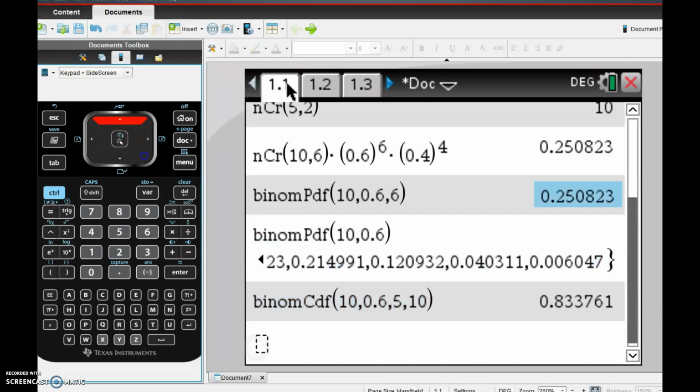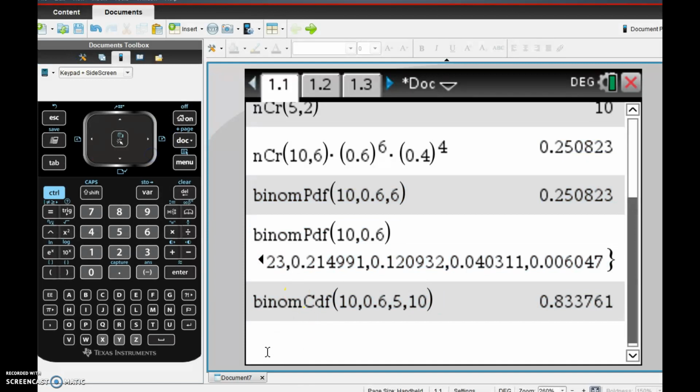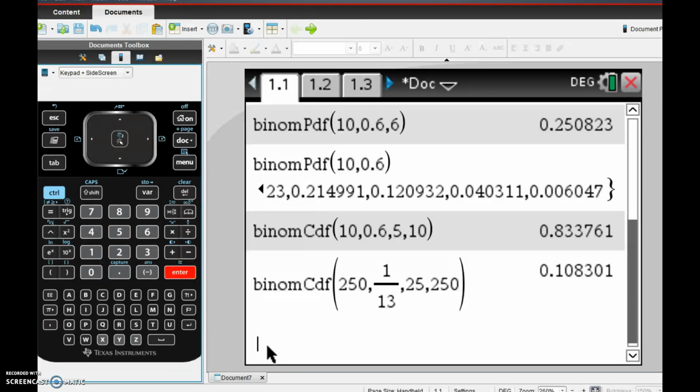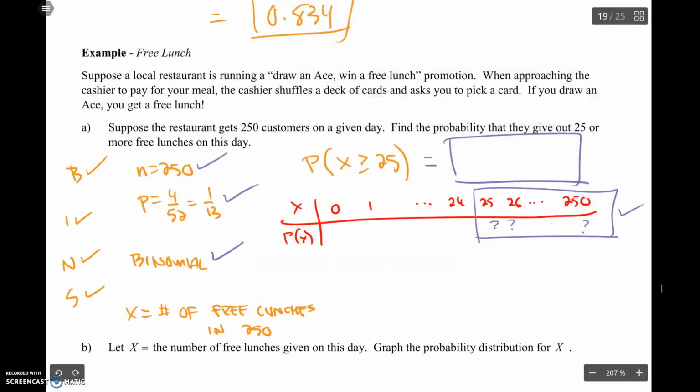Function's going to be, oh my gosh, what's going on? Binomial CDF, number of trials 250, comma, probability of success 1 out of 13, comma, minimum lower bound 25, inclusive up to 250. There's a 10.8% chance that that's going to happen.